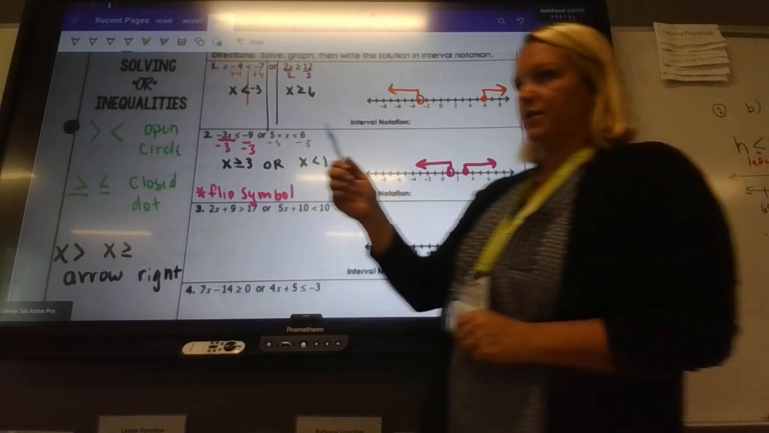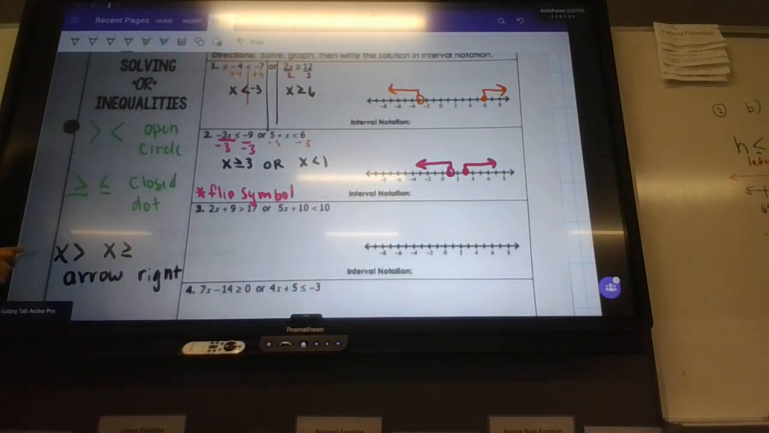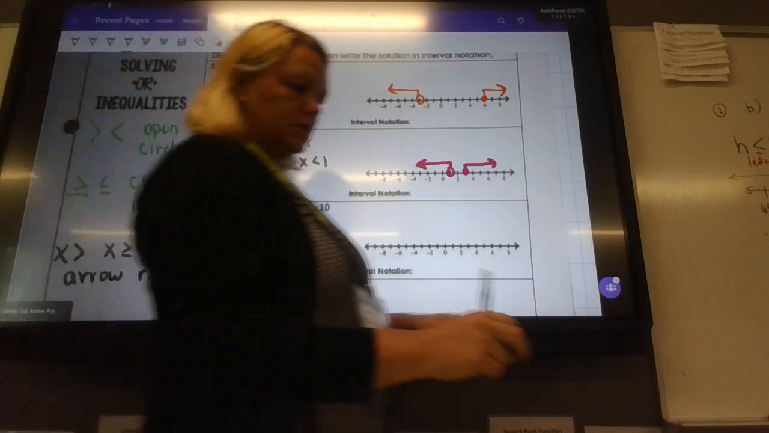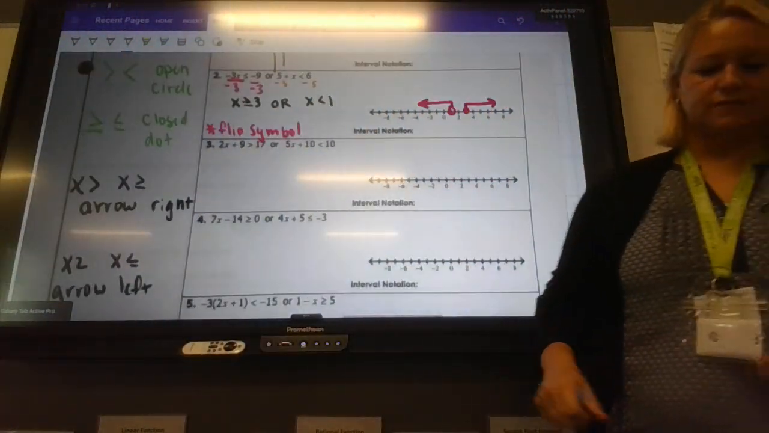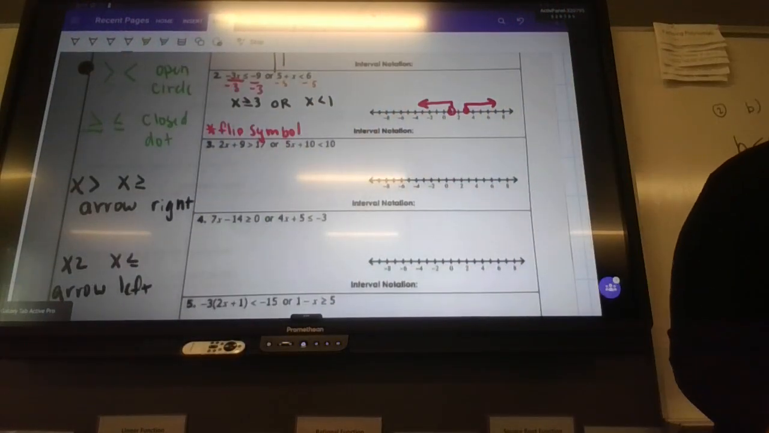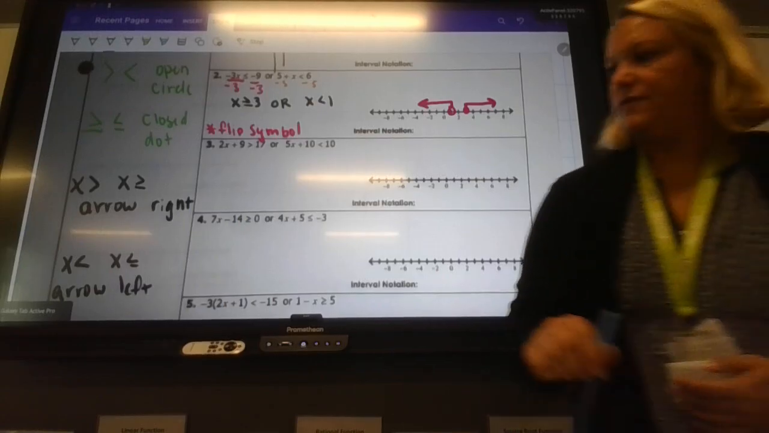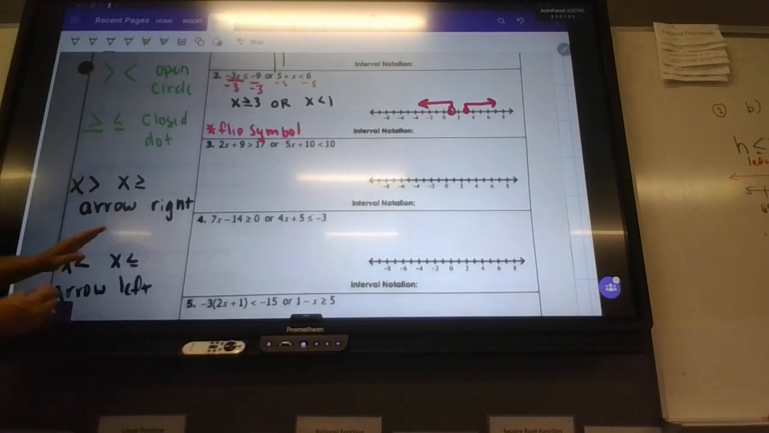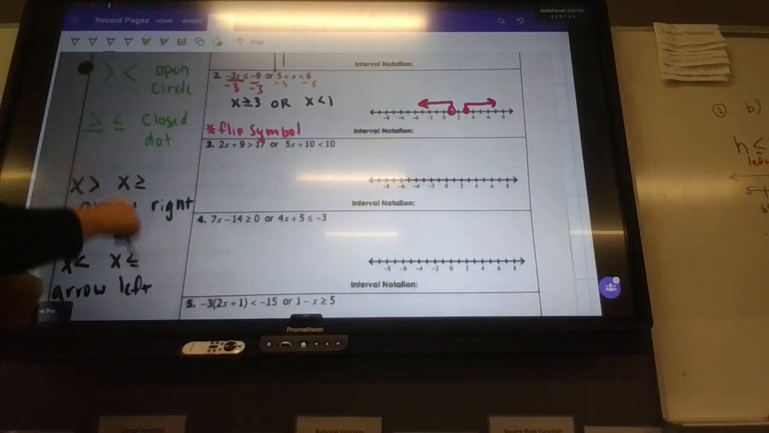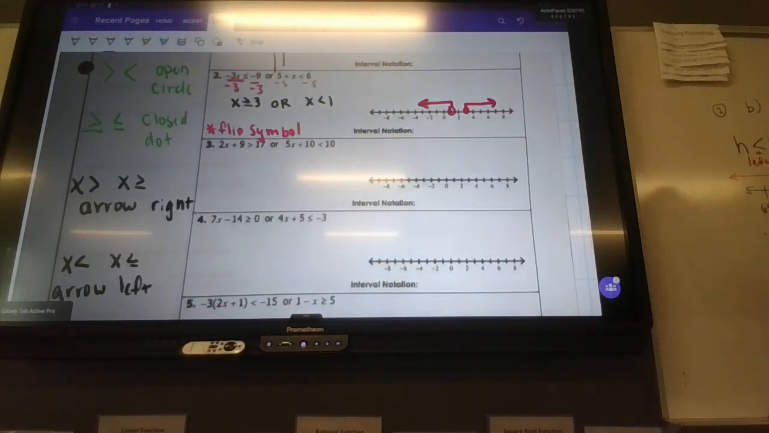I just jotted this down here quickly. If it's opening to the letter, whether or not it has a line in it, your arrow should go right. Whereas if it's not opening to the letter, if it's opening to the number, your arrow should go left. So you can write those 2 down and kind of refer to it.